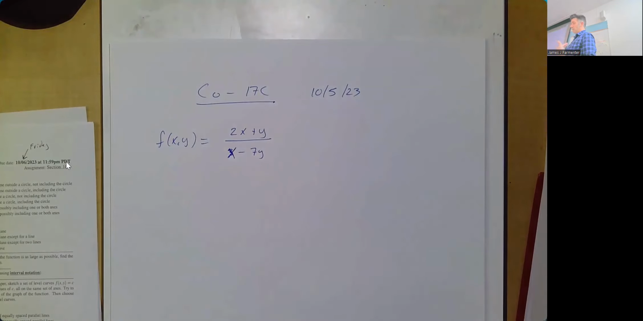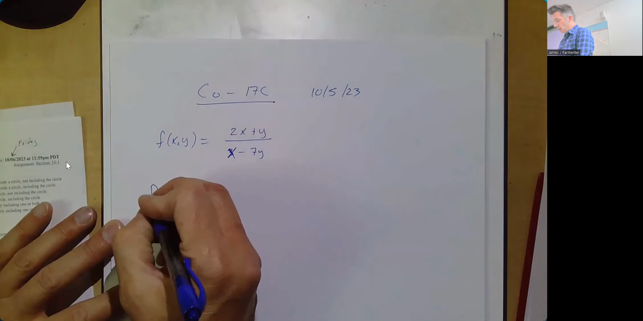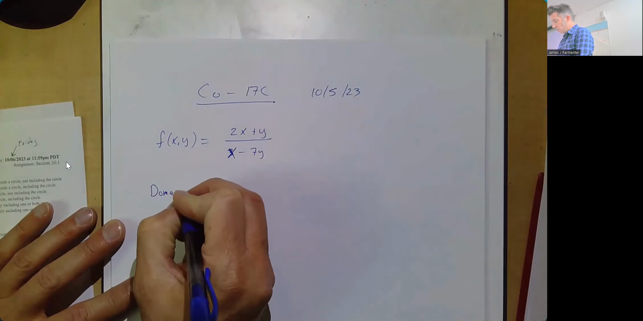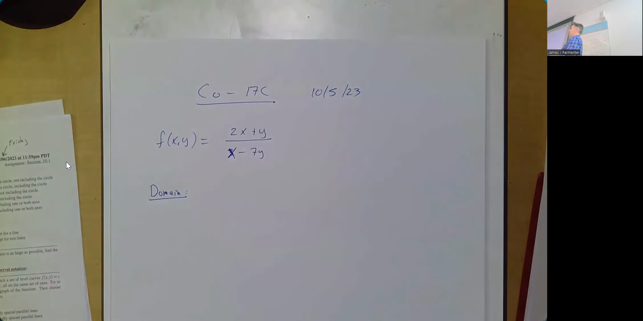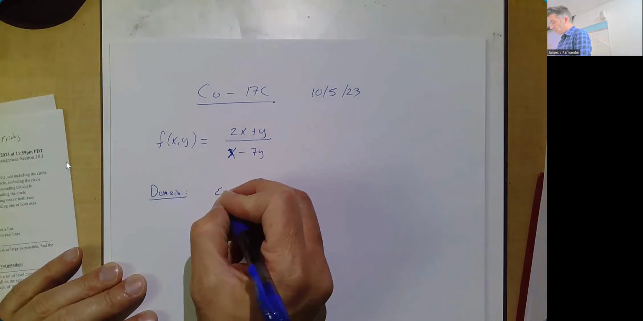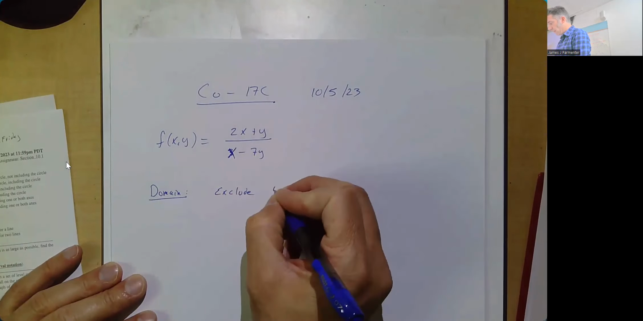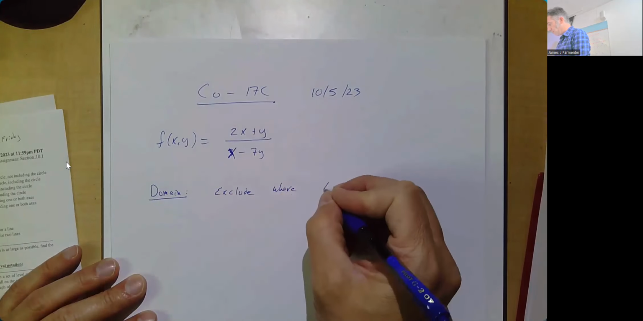Well, let's talk about the domain first. So the domain here, there's no roots, there's no logarithms. The only thing we have to worry about is the potential division by 0. So our domain, we need to exclude where the denominator is equal to 0.